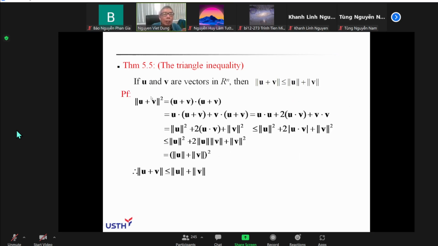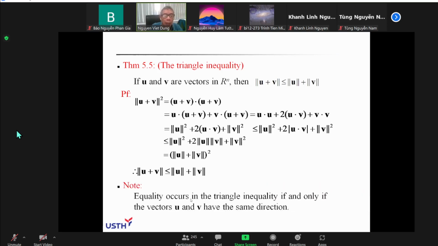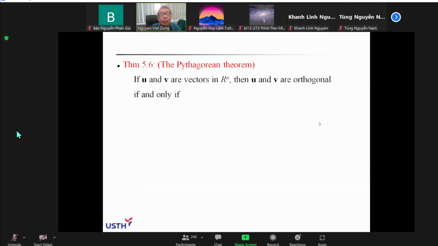And it is explained here, you can read it by yourself. And one more thing, that is equality, dấu bằng, appears only if and only if u and v have the same direction, not the opposite direction, have the same direction. You can verify it by yourself.